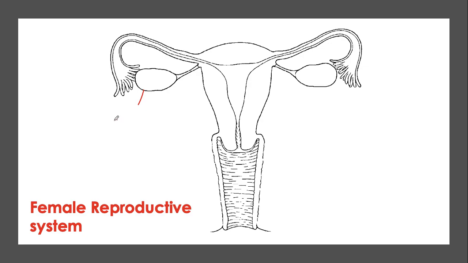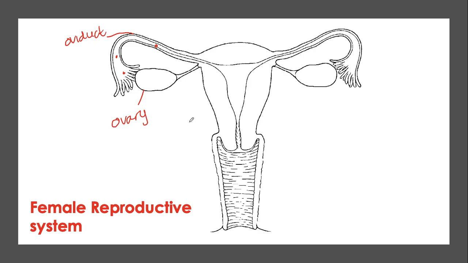What we've got here are ovaries, ovary singular or ovaries plural. This is where the eggs are produced, the egg cells. The egg cells then move down this tube called the oviduct, or sometimes it's called fallopian tube. The oviduct is actually where fertilisation takes place.